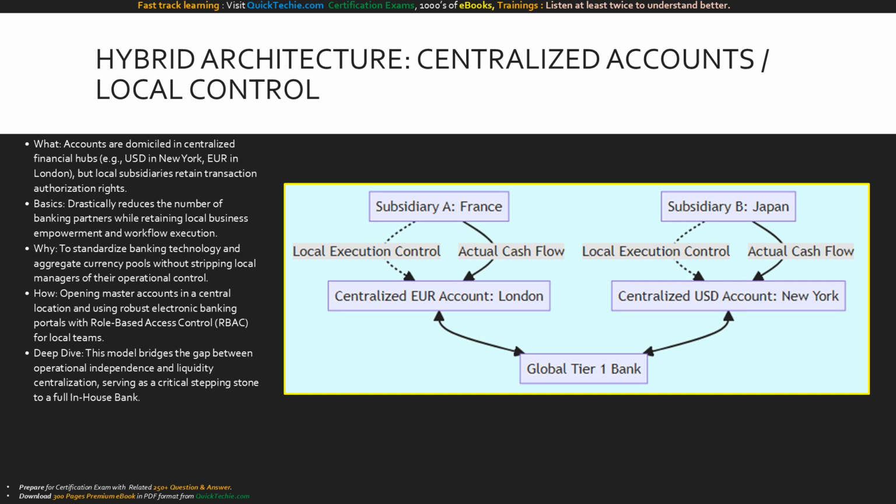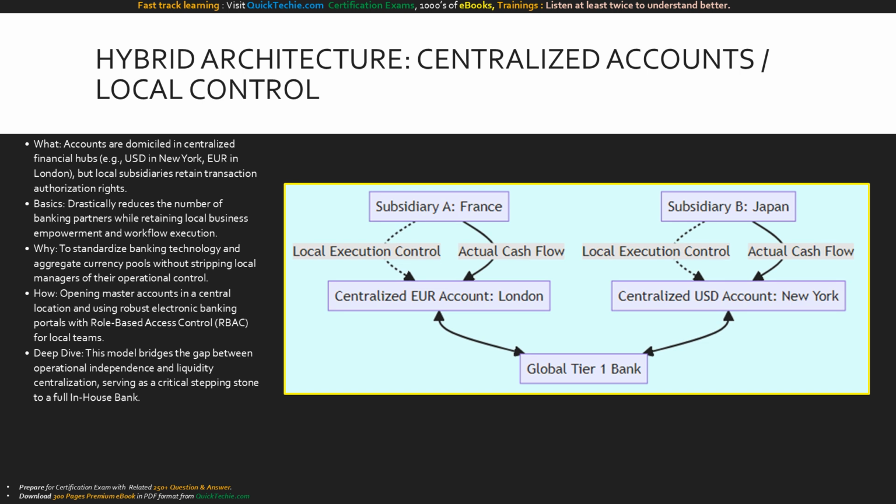What does this mean? Instead of opening accounts in every single country of operation, we domicile the accounts in major financial hubs. For example, all US dollar accounts are held in New York and all euro accounts are held in London. The basics remain the same for the end users. The local subsidiary still authorizes its own payables.